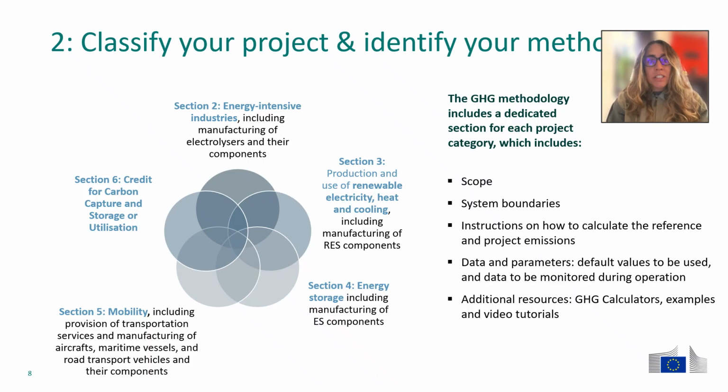We have specific chapters for selected industries: energy-intensive industries, or EII; renewable energy sources, or RES; energy storage, or ES; and mobility, or MOB. The sections include either instructions or ready-made equations for applicants to use. We have also a chapter dedicated to the calculation of the credit that projects with a carbon capture element can claim.